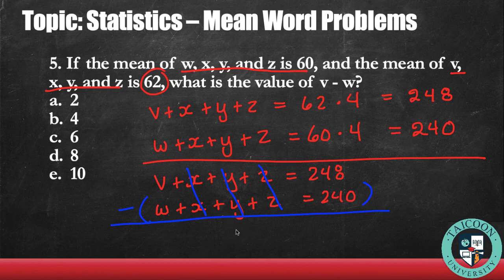We now have V minus W on the left-hand side of our equation, and we have 248 minus 240, which is equal to 8 on the right-hand side of our equation. So the question actually asks us, what is the value of V minus W? We can see that that answer is 8.